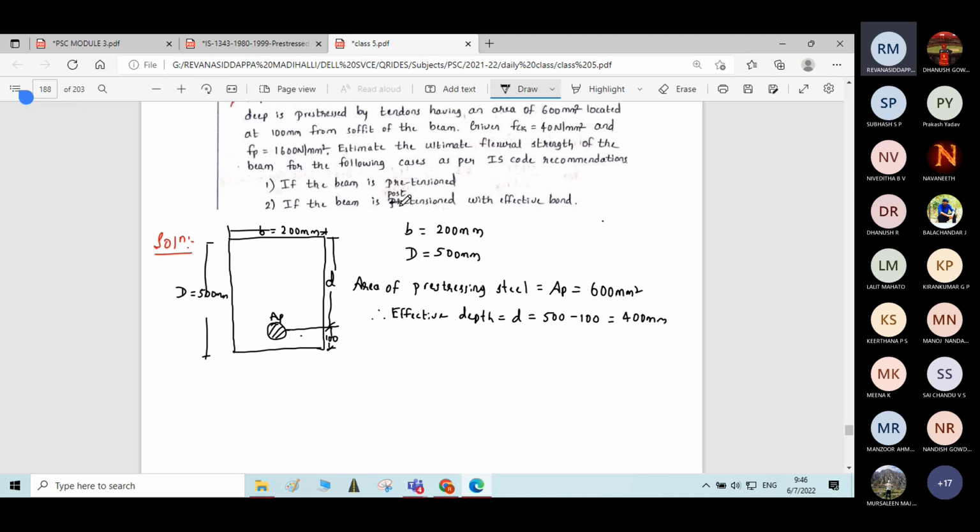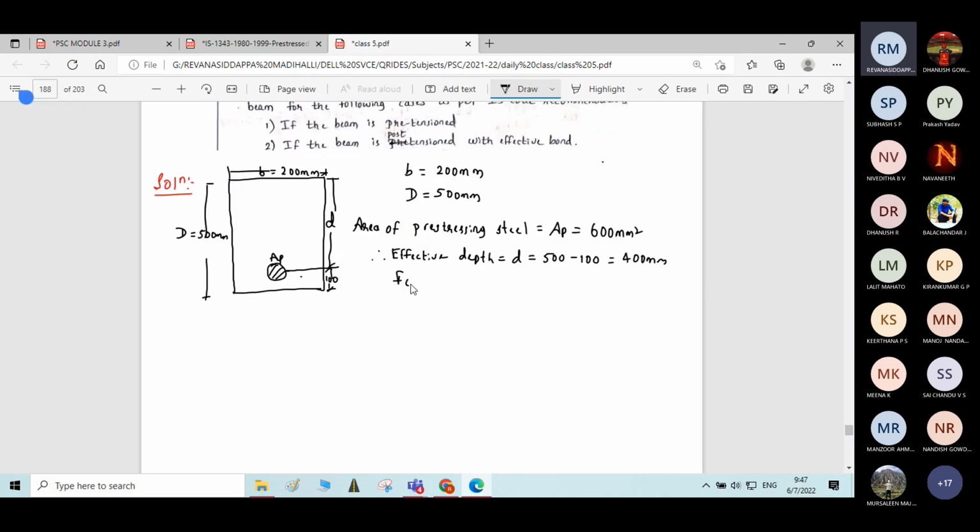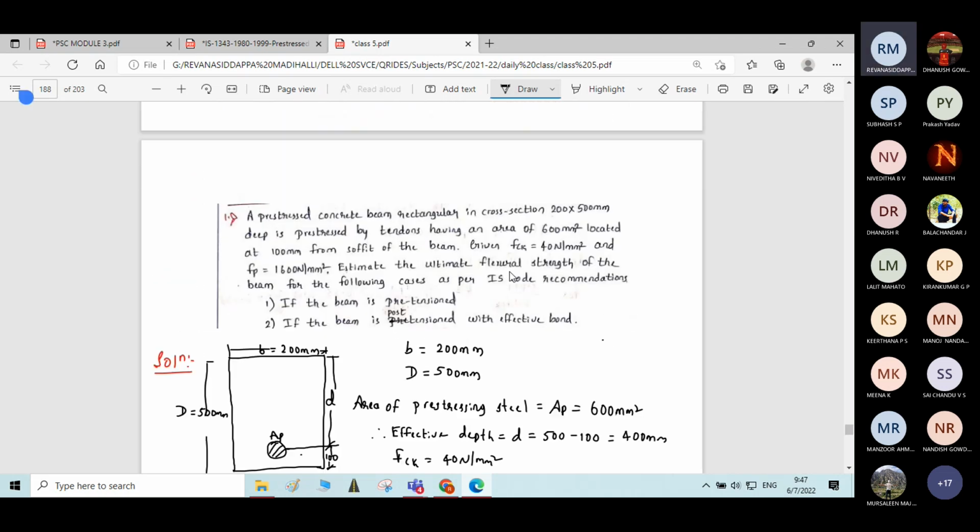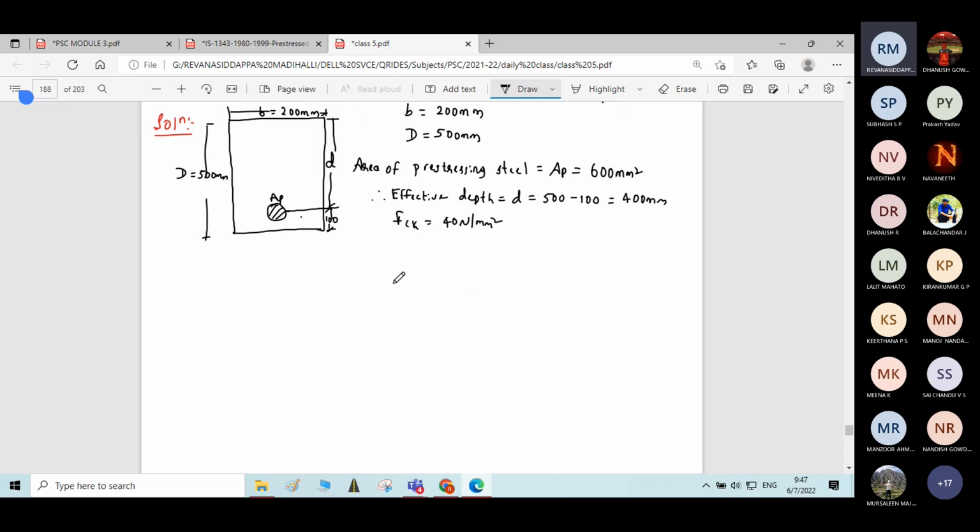Given fck is equal to 40 Newton per mm square. Grade of concrete is given. Then fp, grade of pre-stressing steel, is given as 1600 Newton per mm square. Sometimes this value will not be given in the problem, students. If it is not given, this is the standard value. You need to remember this number and utilize the same value for the calculation. If the fp value is not given, you need to assume it as 1600 Newton per mm square.